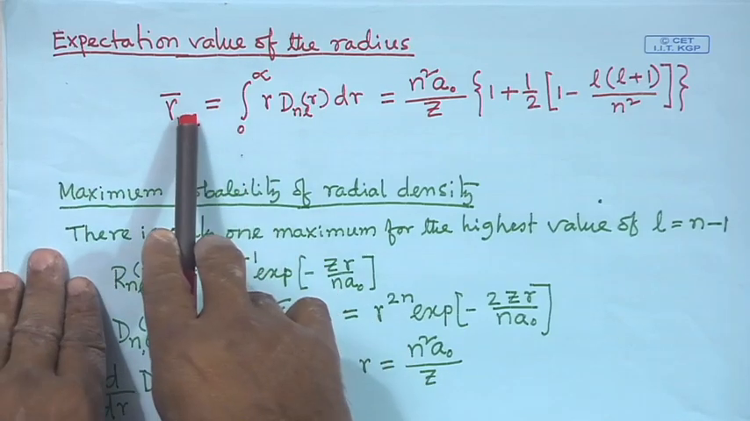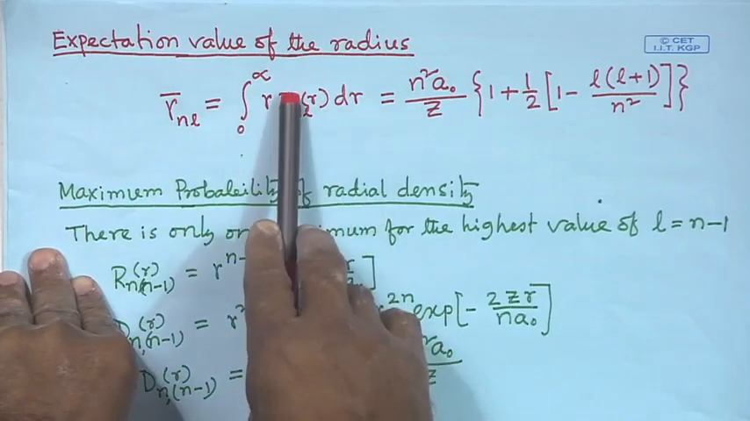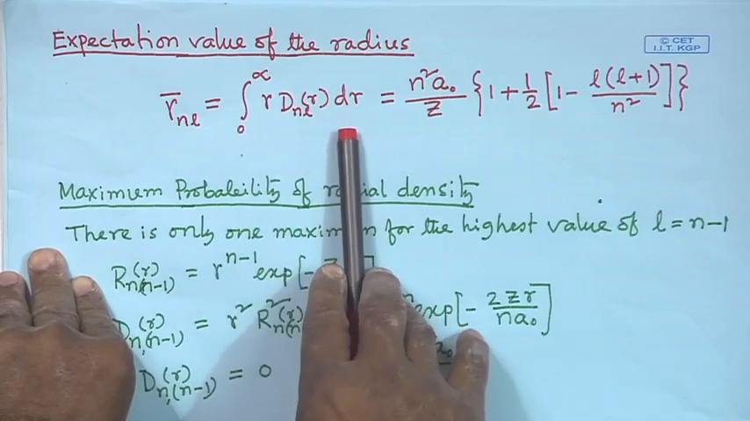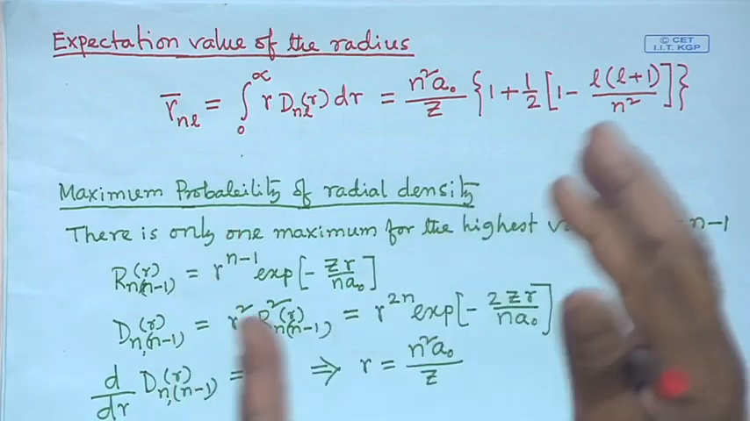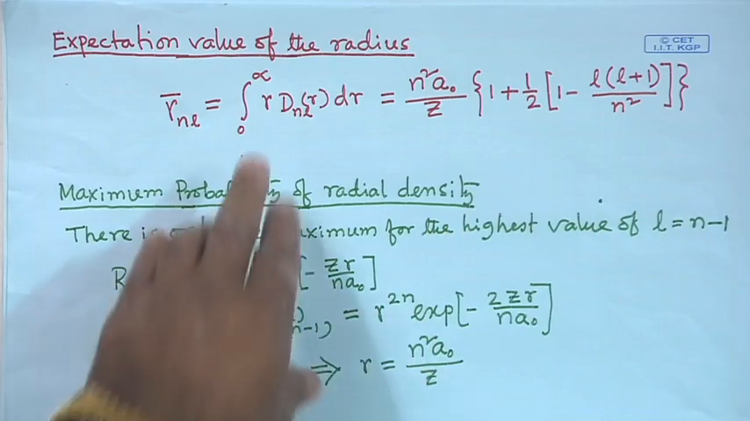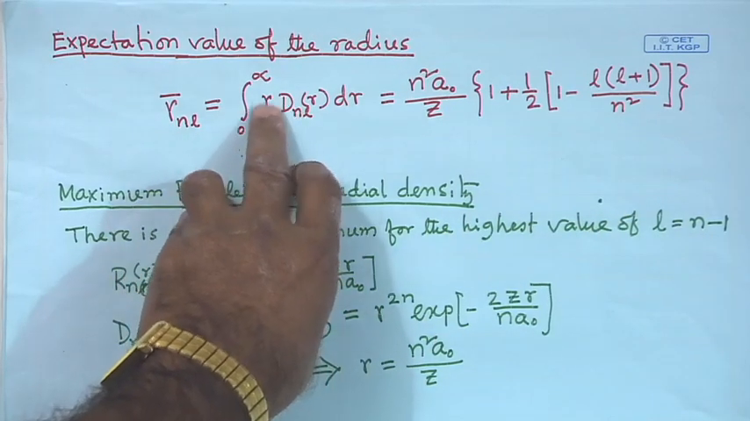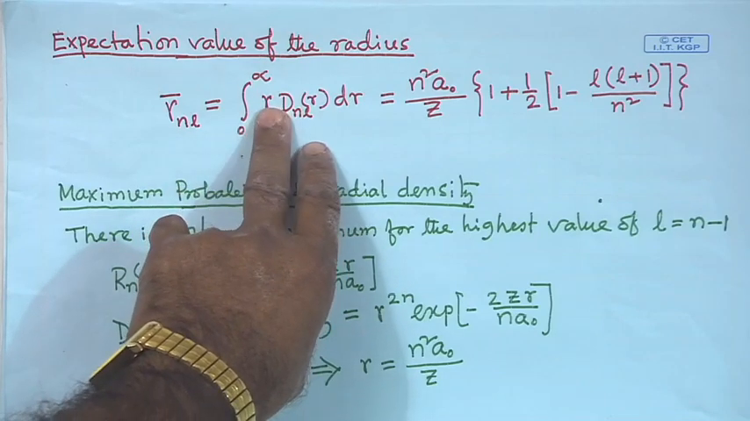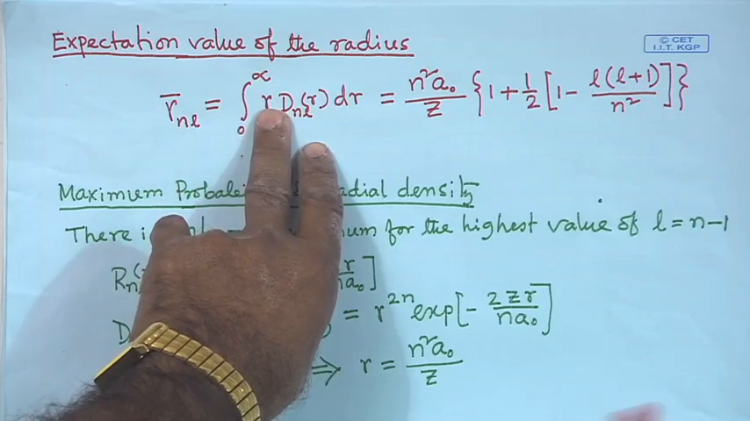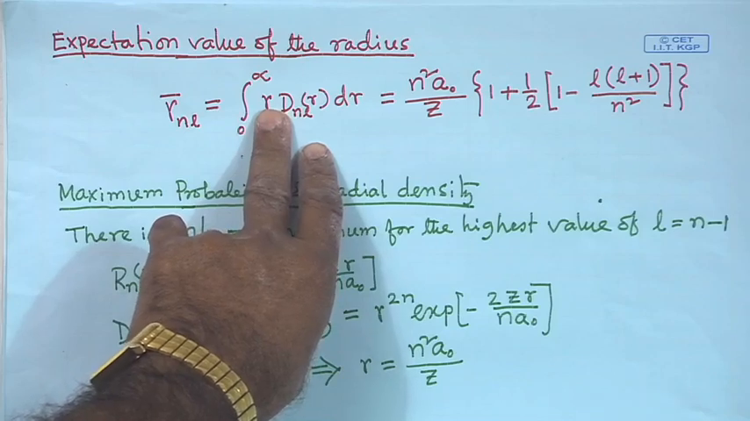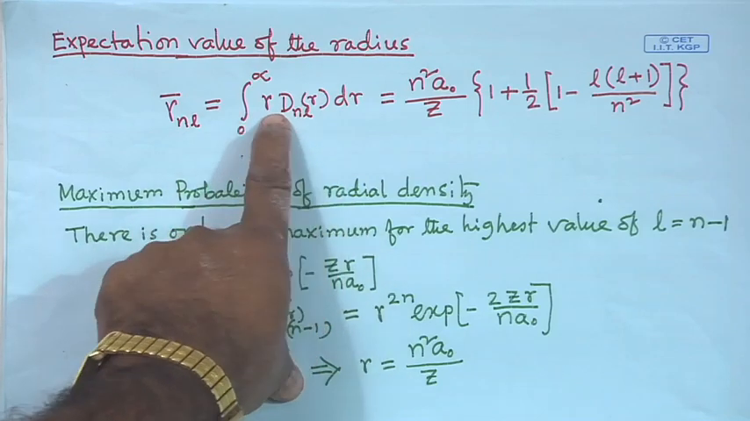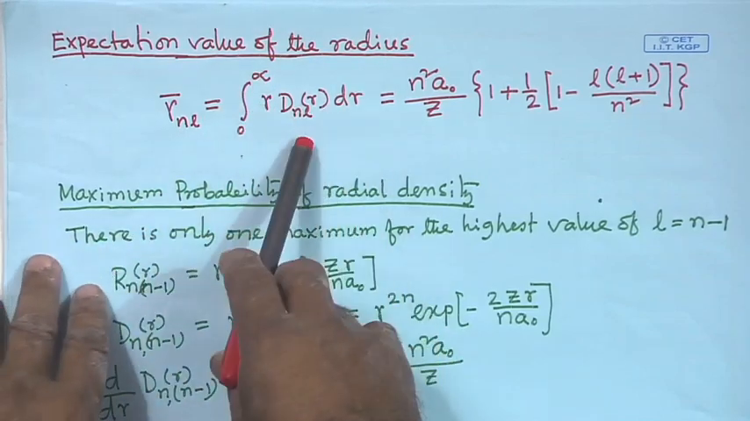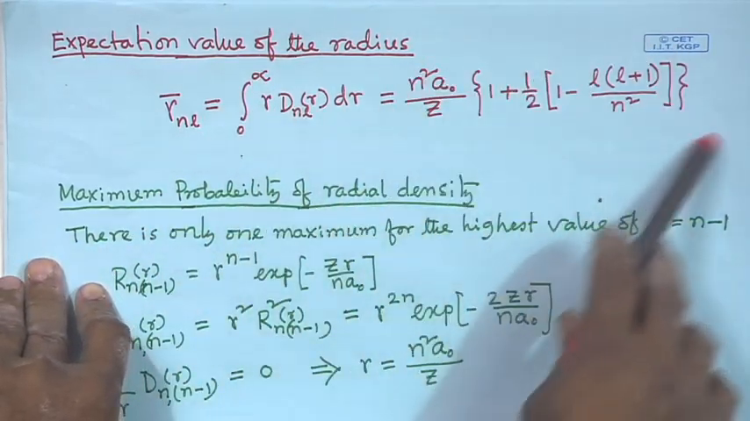So, dP_nl(r) is the probability to find the electron between two spherical shells. Now, if I want to find the expectation value of the radius, I have to take r. Then if we integrate and evaluate, you will get this type of expression.